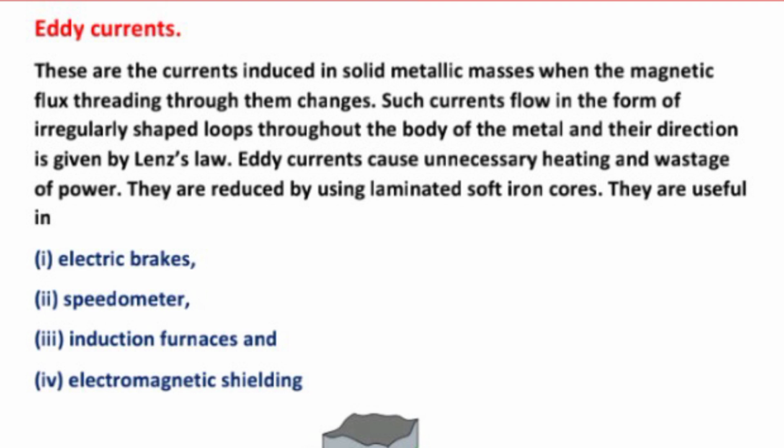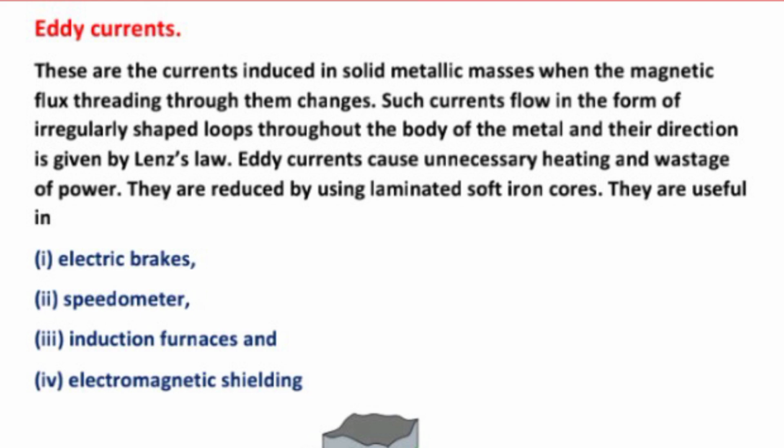Such currents flow in the form of irregularly shaped loops throughout the body of the metal, and their direction is given by Lenz's law. Eddy currents cause necessarily heating and wastage of power. They are reduced by using laminated soft iron cores. They are useful in electric brakes, speedometer, induction furnace, and electromagnetic shielding.